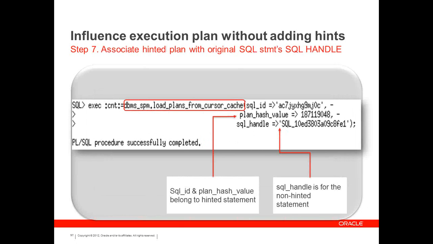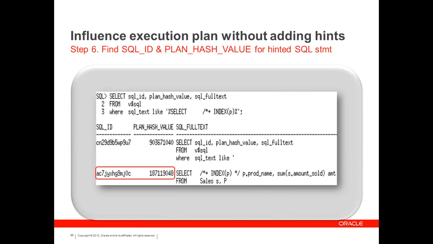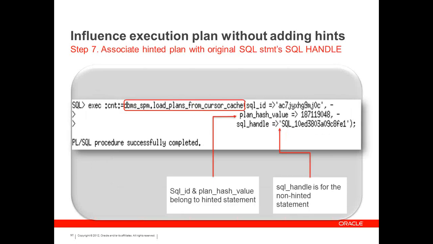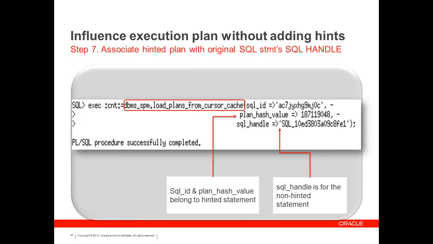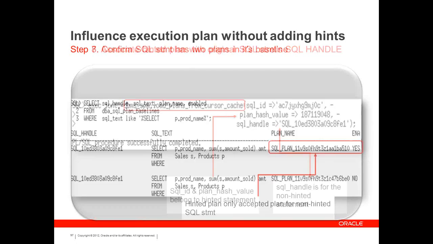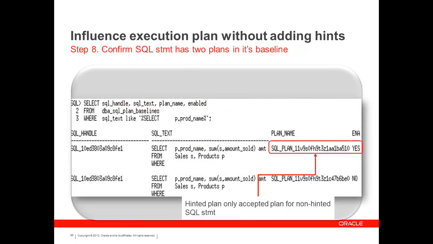But notice we're taking that SQL ID and plan hash value from the previous screen, and we're taking the SQL handle from a couple of screens ago. This is the SQL handle for the baseline for our poorly performing query. And what we're doing is taking the plan for our hinted query, which is right here, and we're loading it into the baseline for our poorly performing query. If we look in that baseline, there will now be 2 plans in there. One is enabled, one is not.